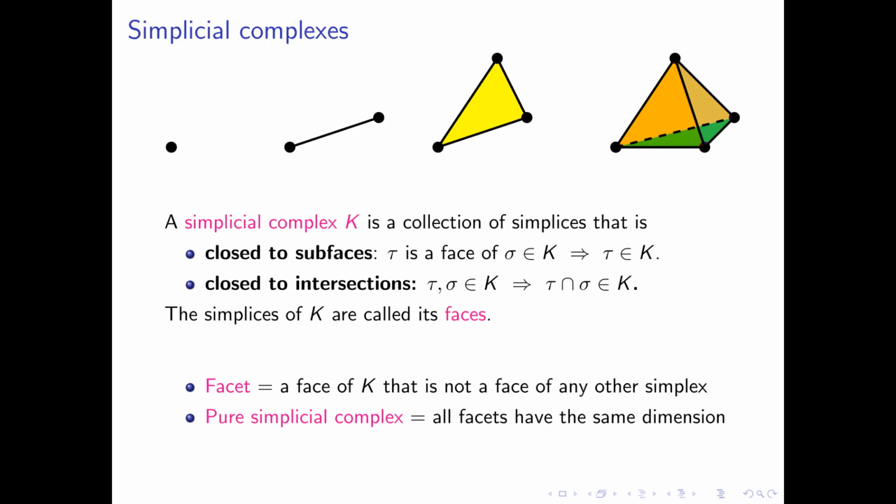A simplicial complex is a collection of simplices that intersect in a nice way. I recall that a simplex in dimension 0 is a point, in dimension 1 it's an edge, in dimension 2 it's a triangle, in dimension 3 it's a tetrahedron, and so on, even in higher dimensions. And if I say that these simplices have to intersect nicely, I mean that if I take 2 simplices of my simplicial complex and intersect them, I again obtain a simplex which is contained in that simplicial complex. And the simplices of the simplicial complex K are called its faces.